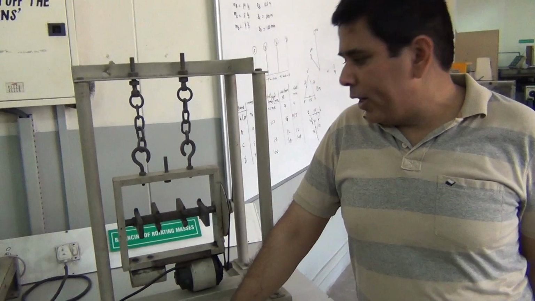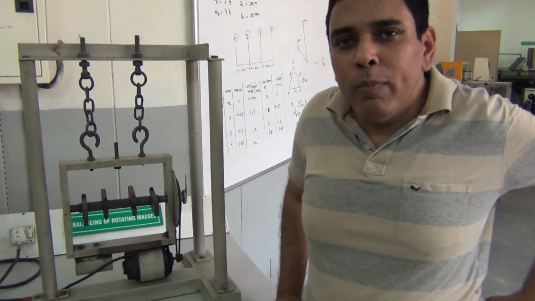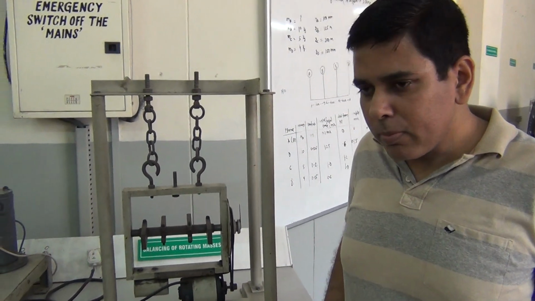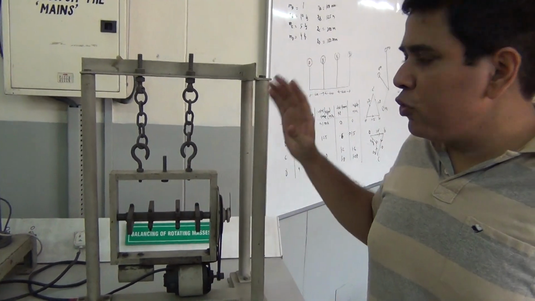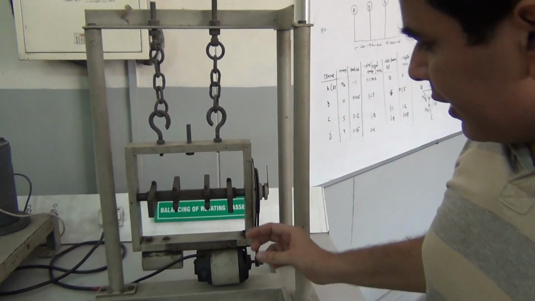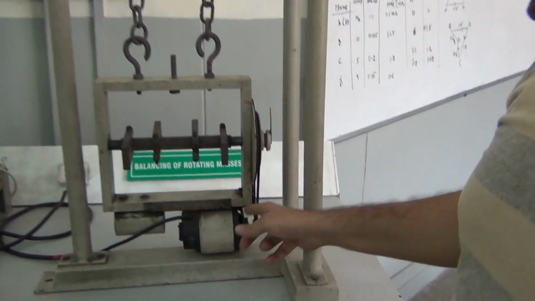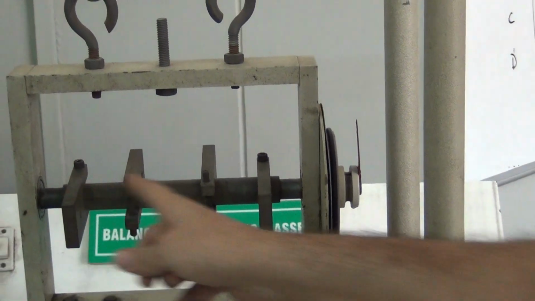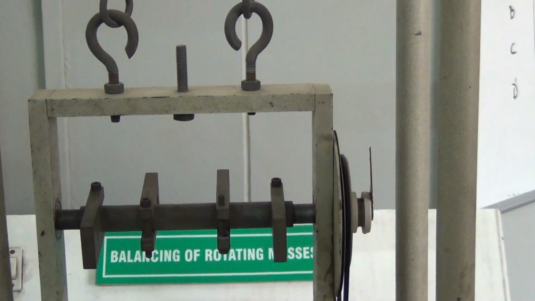Hello friends, today we do the experiment on balancing of rotating masses acting on different planes. So this is the apparatus which is used for the experimentation of balancing of rotating masses. You can see here it is a motor attached with this belt and pulley system, and this is a shaft which is directly attached to the motor.